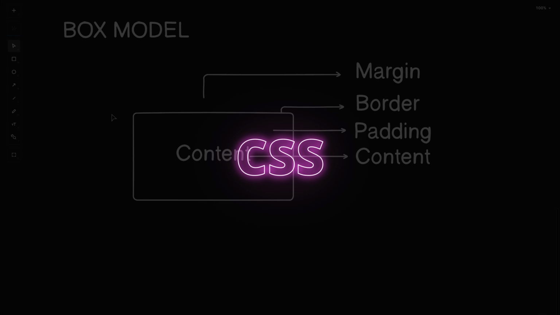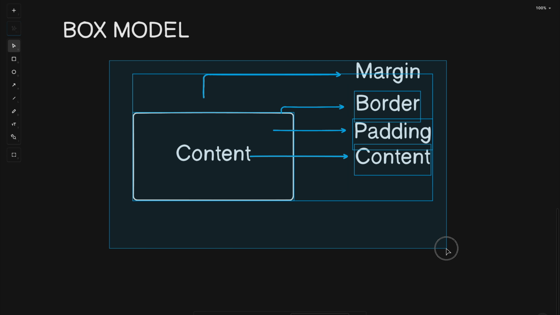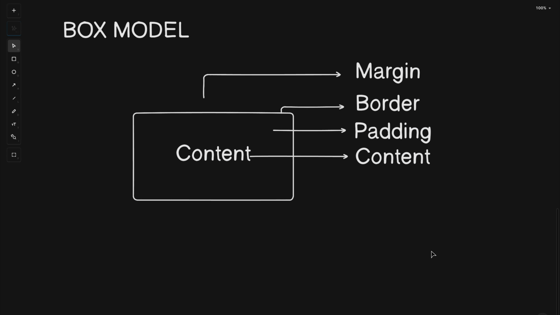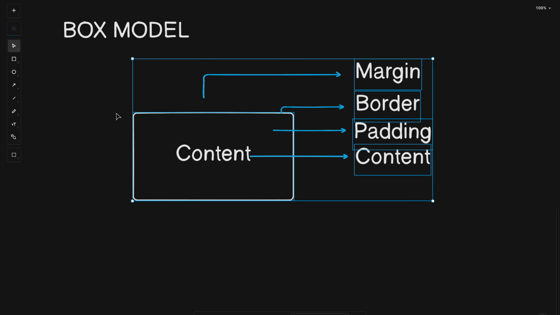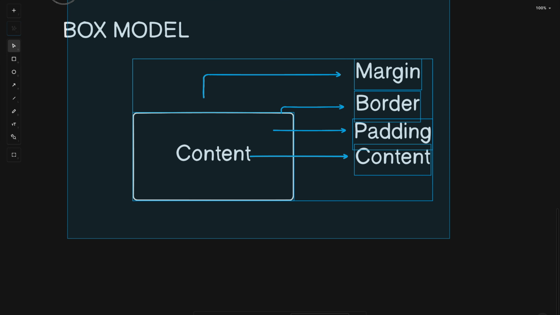So what is CSS? CSS is a style sheet language used to describe the presentation of HTML documents. HTML documents are built with these boxes, and these boxes are internally built with CSS. So we can say that HTML documents are designed with CSS. It specifies how elements are rendered on screen by controlling layout, colors, fonts, spacing and visual effects. So all those things are controlled with CSS.